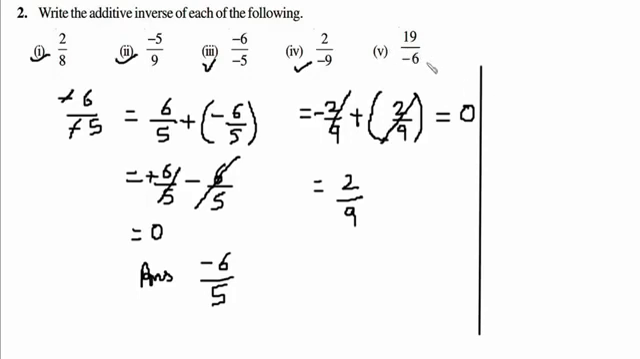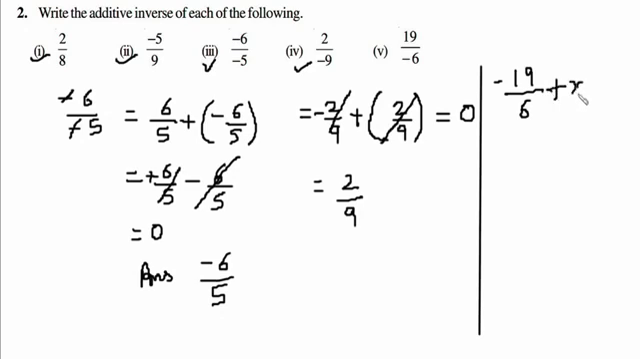Now the last part, 19 over minus 6. As we have stated earlier, this negative can hover to this position without changing its value. So we can write negative of 19 over 6. Here we will explain another easy method in order to get the additive inverse if you get confused. So we will add something to it.